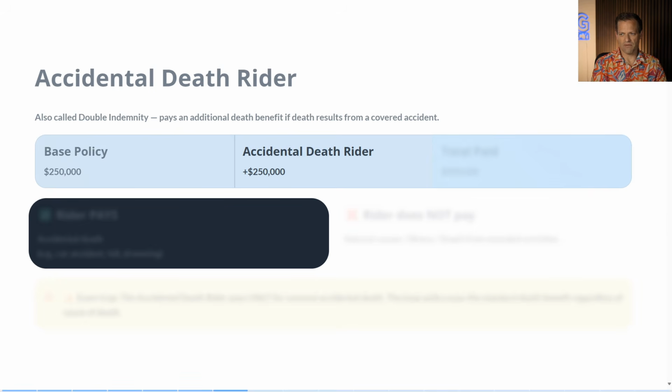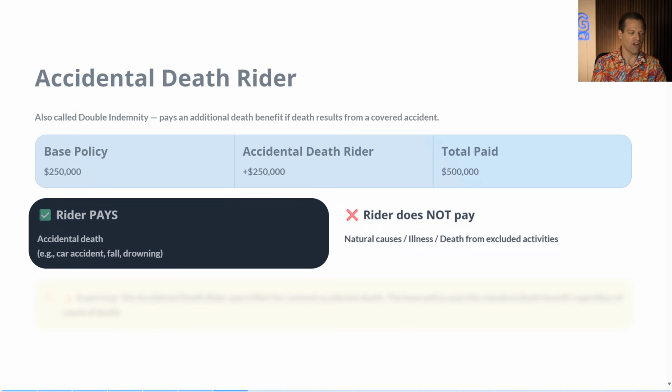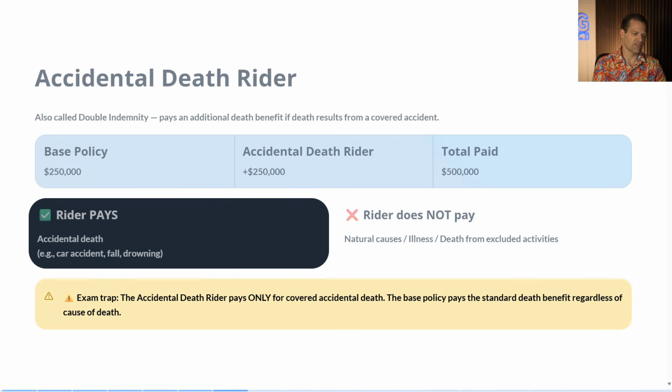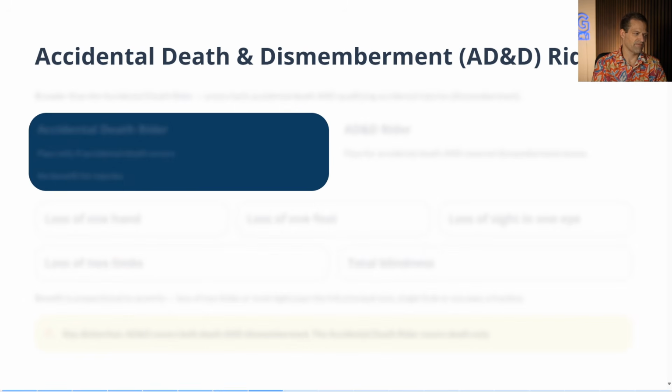There's an accidental death benefit rider of an additional $250,000 for a total of $500,000 paid. And the rider pays in an accidental death, like a car accident, fall, drowning, but not in natural causes of death or illness from excluded activities. Okay, so it only pays for accidental death.